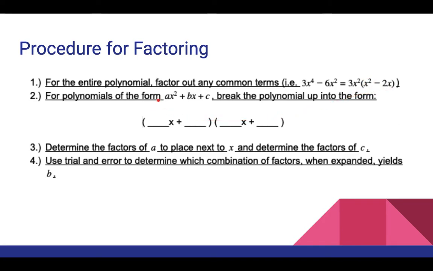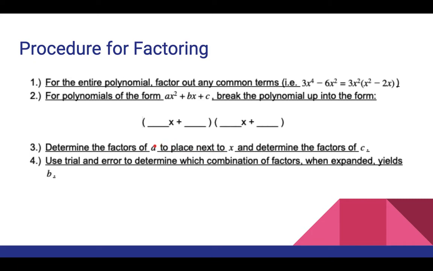For polynomials of the form ax^2 + bx + c, we're going to break the polynomial up into the following form: (blank x plus blank)(blank x plus blank). Again, you could use the quadratic formula here, but the idea is that with the AP exam, there are going to be parts where you have to factor, and thus it's more important to go by this technique than to use the quadratic formula.